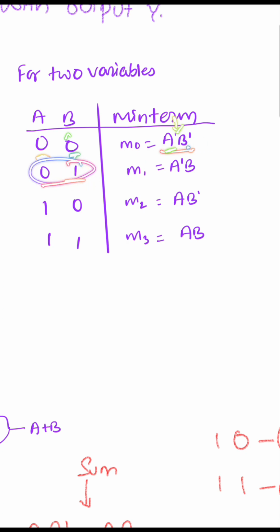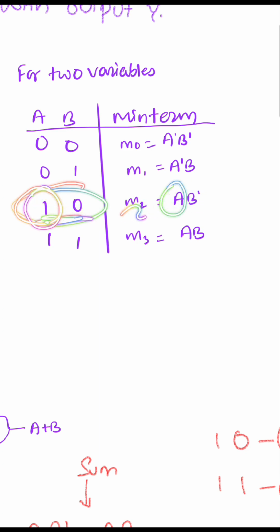Similarly, for the second combination, the minterm is A complement B, because the value of A is 0, so we write A complement, and the value of B is 1, that's why we write only B, not the complement sign. Similarly, for the third combination, the value of AB is 1 0. That means for 1 we only write A, and for 0 we write complement, because the value of B is 0, so we write B complement, right? So for the final combination, there is 1 1 for A and B, so we write AB. There is no complement sign.